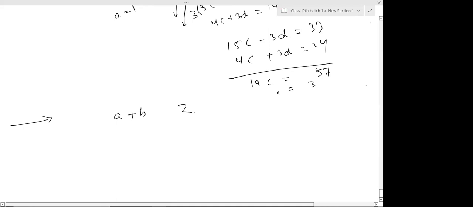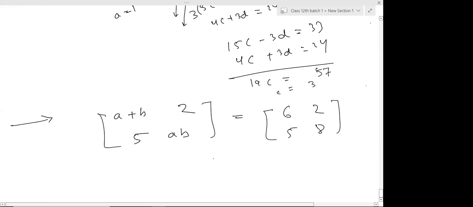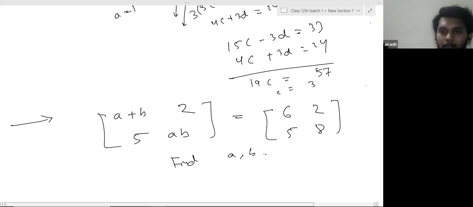The matrix with entries A plus B, 2, 5, AB is equal to the matrix 6, 2, 5, 8. Find A and B. All right. A few minutes for this also.